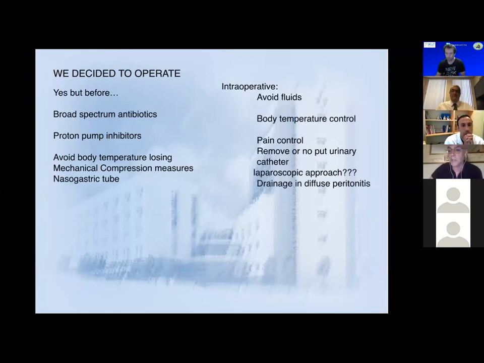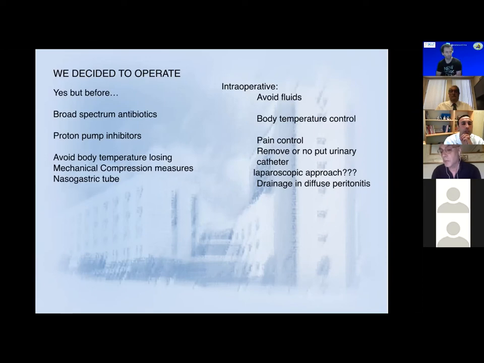In the intraoperative period, it's very important to avoid excess fluids. Why? Because we can cause edema in the tissues, and this is very bad for the postoperative period. And it is very important to control body temperature with active warm blankets, to control pain with blockage, with epidural catheter, with some things that can be according to the laparotomy or the laparoscopy, according to the localization of the incision. But we have to avoid morphine drugs because they are very bad for the patients. We can remove or not put a Foley catheter.